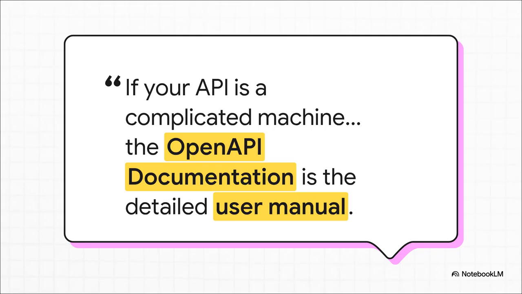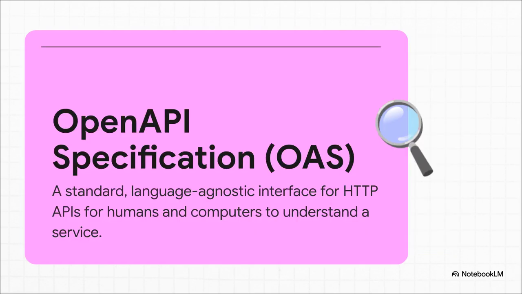Think about it this way. If your API is this big, complicated machine with all sorts of levers and buttons, well, the OpenAPI documentation is the detailed user manual. You wouldn't try to operate that machine without reading the instructions, right? Same thing here. So let's put a formal name on it. We're talking about the OpenAPI Specification, or OAS for short. You can think of it as the official contract for the API. It's written in this universal format that both humans, like you and me, and our automation tools can understand perfectly. And it describes everything the API is supposed to do without ever needing to look at the source code.